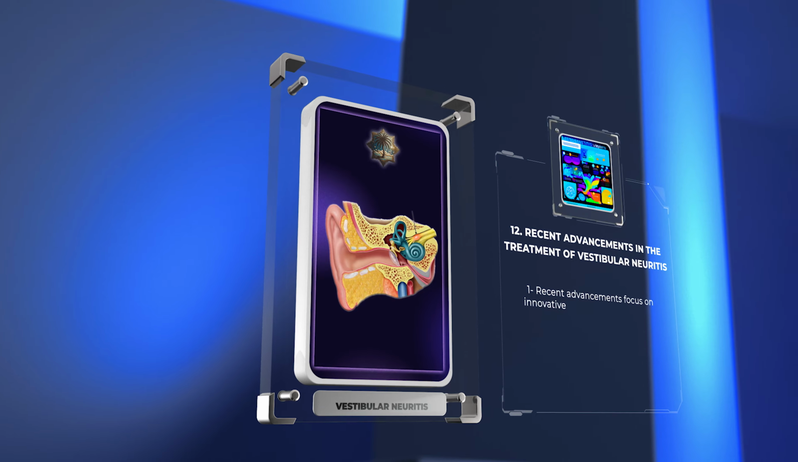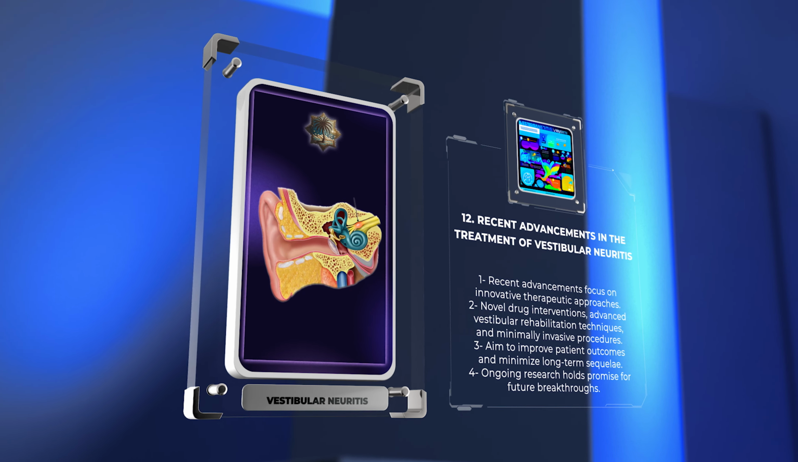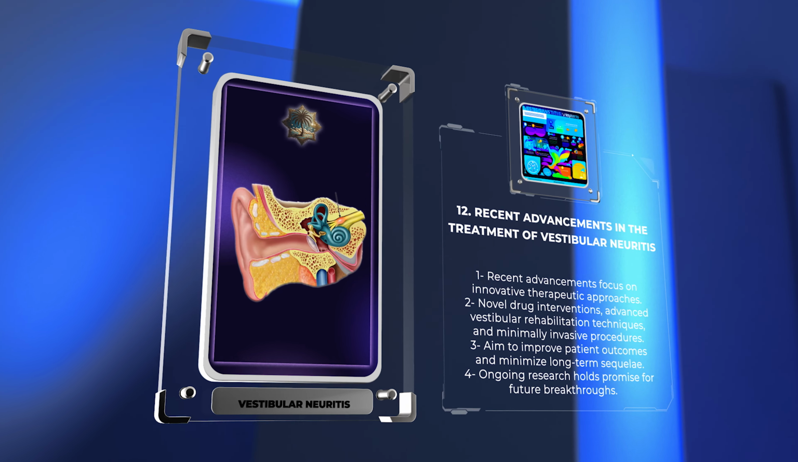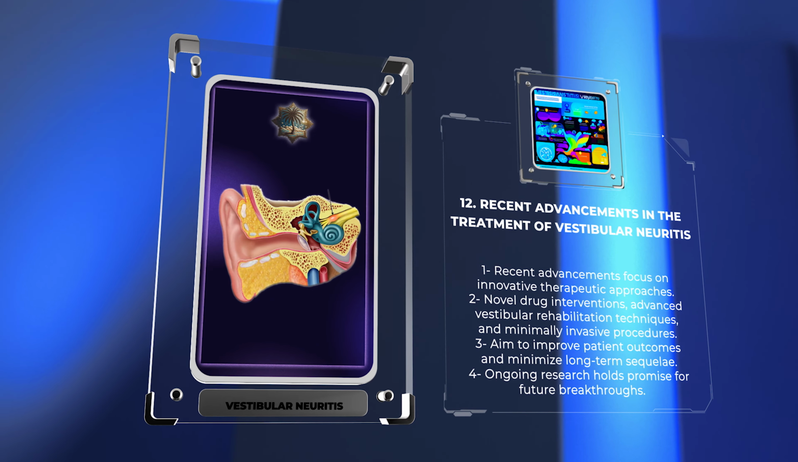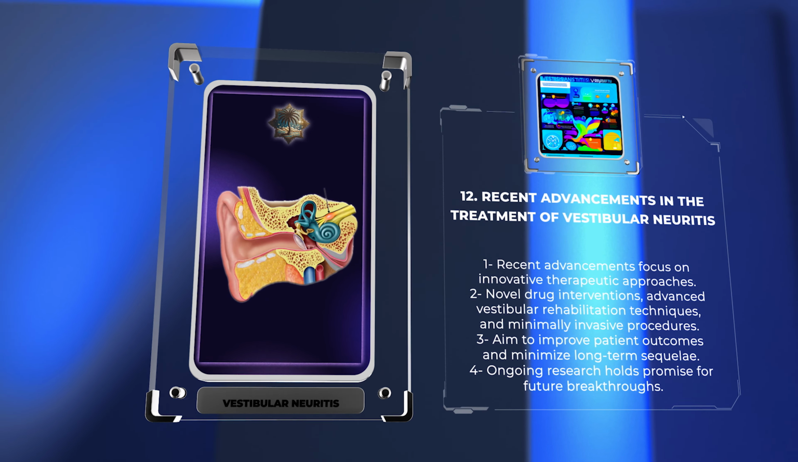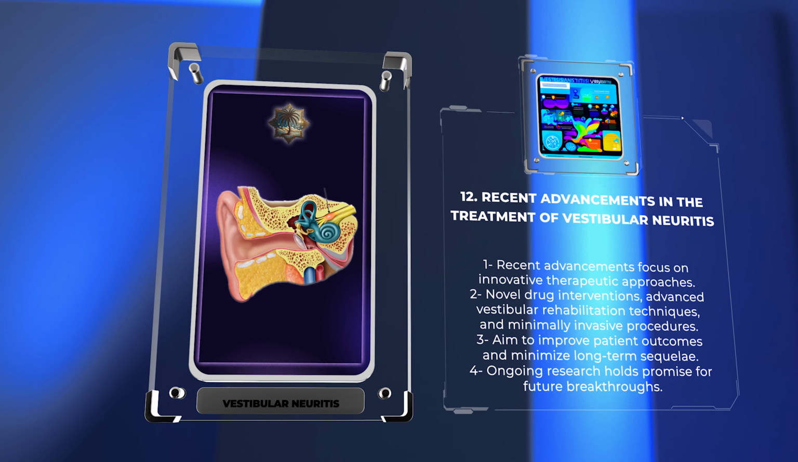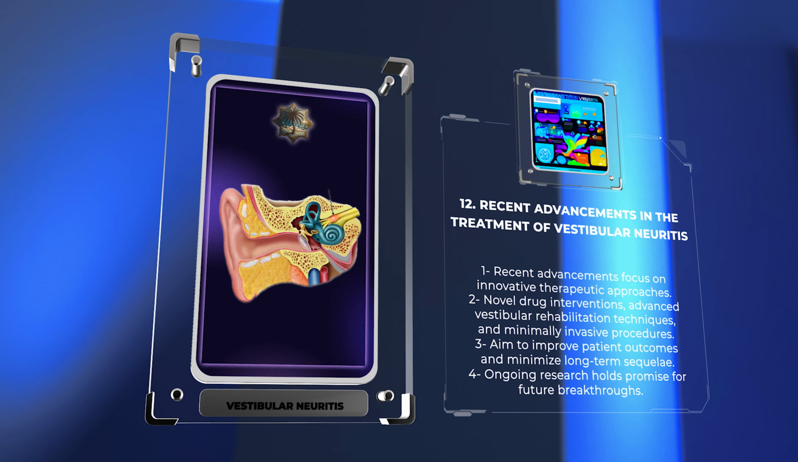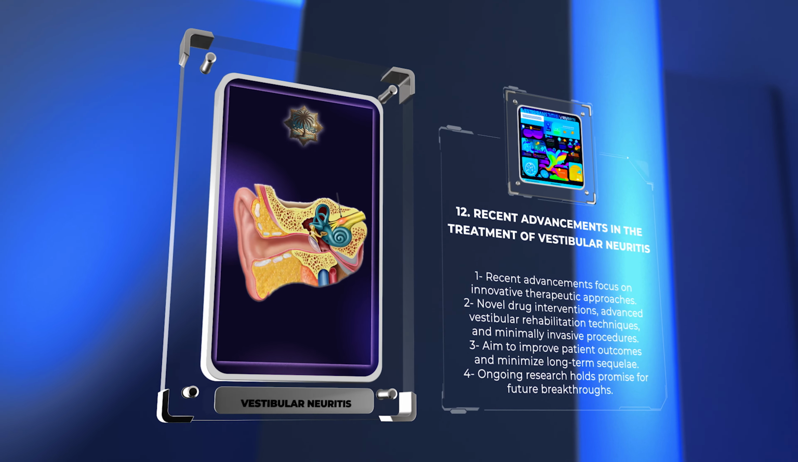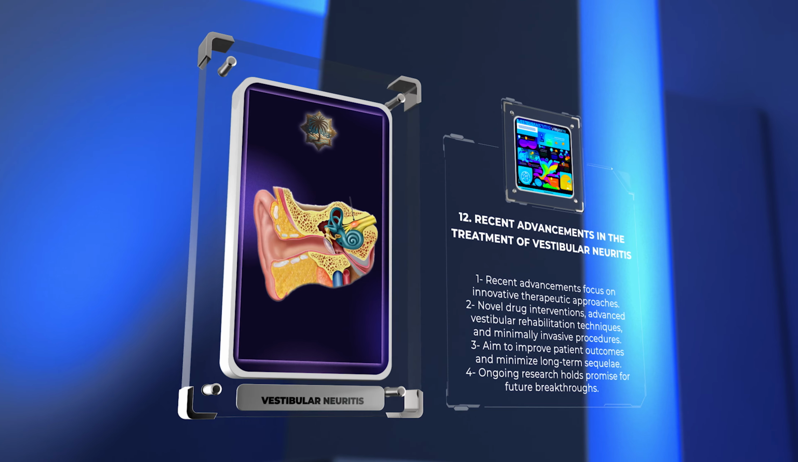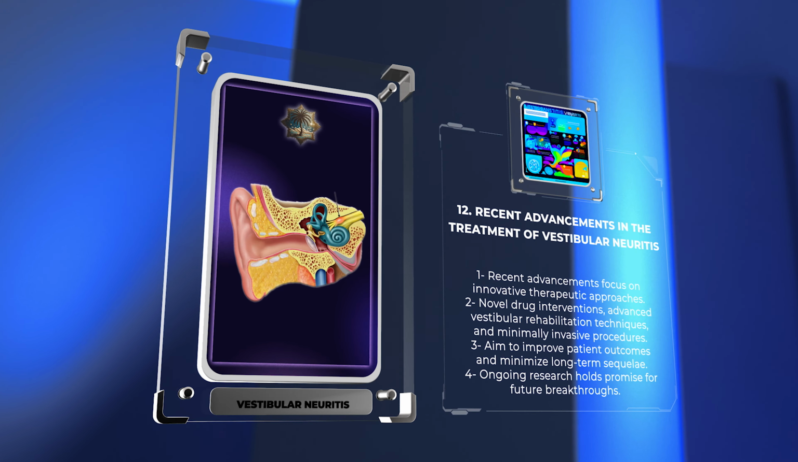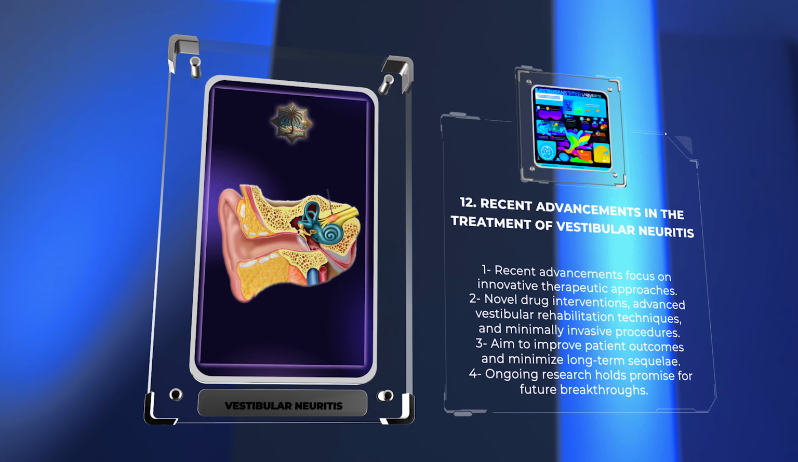12. Recent advancements in the treatment of vestibular neuritis. Recent advancements in the treatment of vestibular neuritis have focused on innovative therapeutic approaches, including novel drug interventions, advanced vestibular rehabilitation techniques, and minimally invasive procedures. These advancements aim to further improve patient outcomes, minimize long-term sequelae, and enhance the overall management of this condition. Ongoing research in these areas holds promise for future breakthroughs in the treatment of vestibular neuritis.